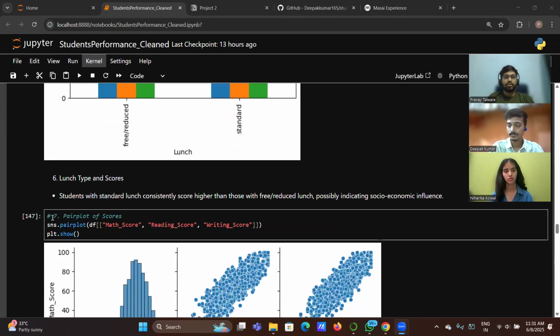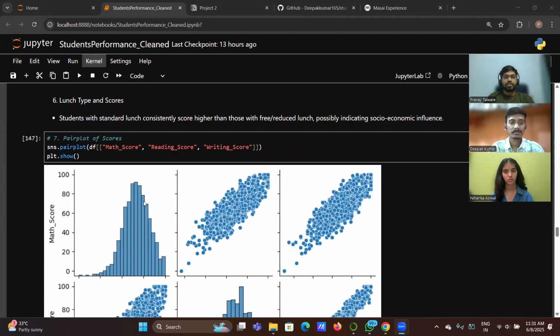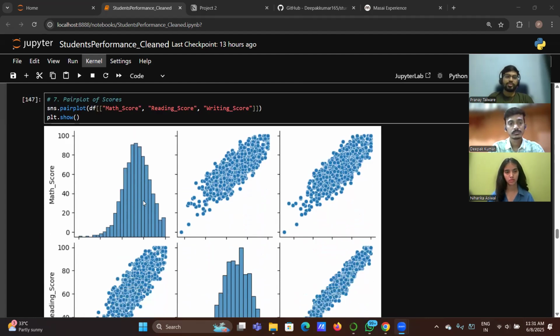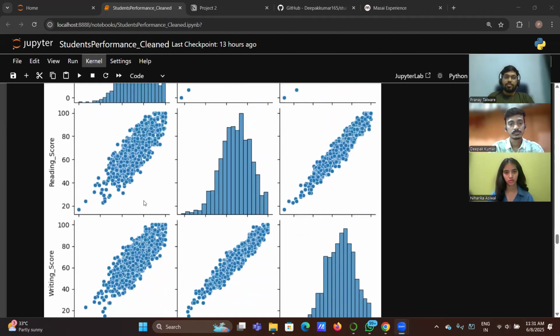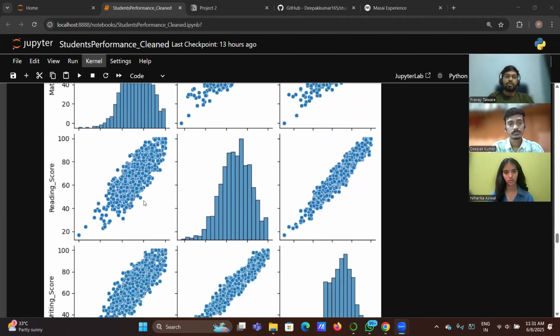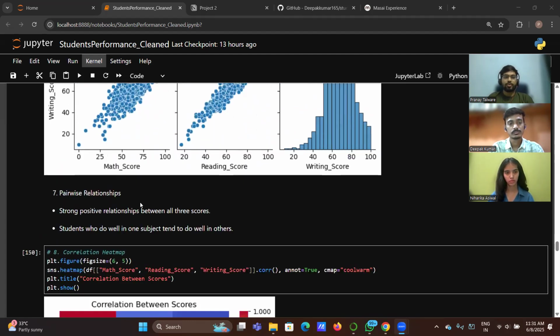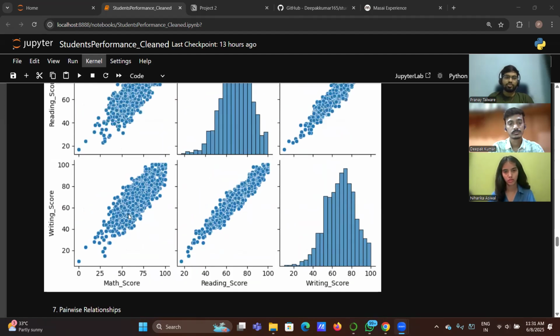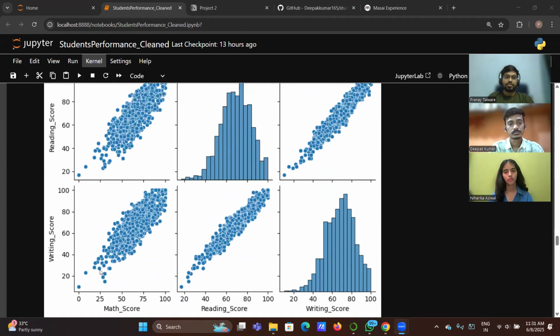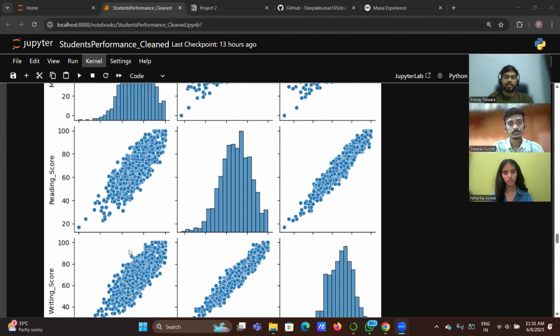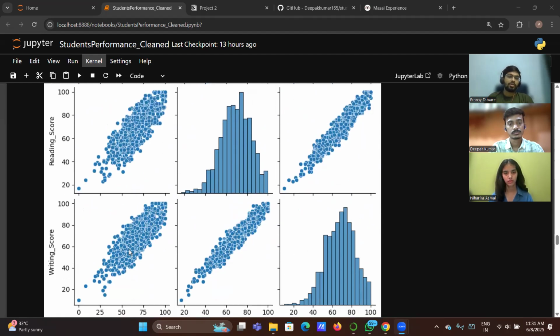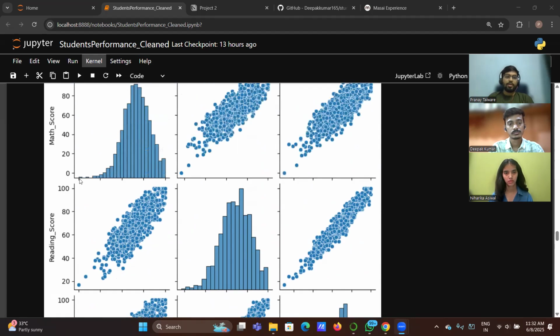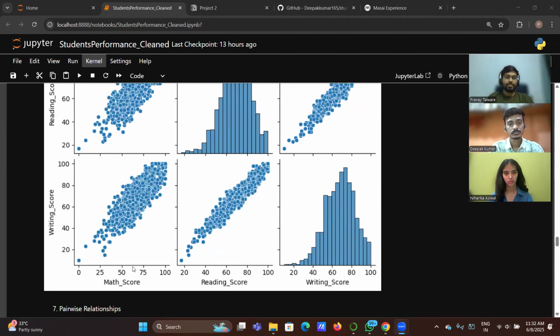And further, we used the pair plot to see how each score affects the other scores, like how the math score affects the reading and writing score, and vice versa. By showing this pair plot we can easily say that there is a strong positive relationship between all these scores, because the scatter plot is constantly increasing when compared to the math score with the reading and writing score.